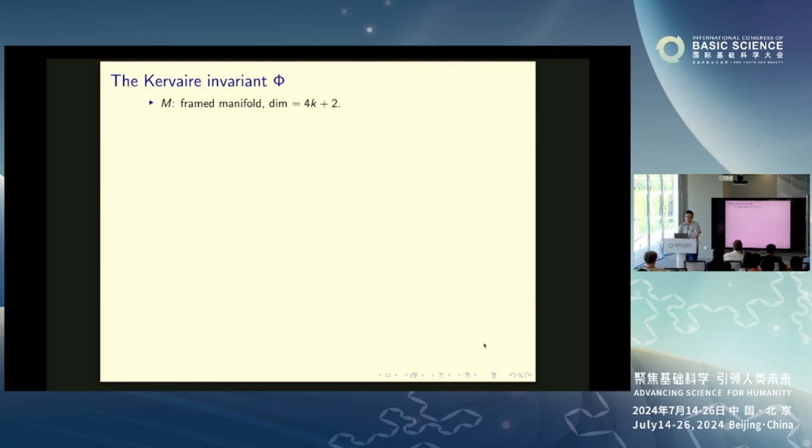So the Kervaire invariant is defined for framed manifolds in dimension 4k plus 2. By framed, I mean there's a framing on the stable normal bundle when we embed this manifold into higher and higher dimensional Euclidean space. So in one sentence, the Kervaire invariant can be defined as the following. It is the Hopf invariant of the quadratic refinement of the intersection pairing with Z mod 2 coefficients. So let me unpack this definition a little bit.